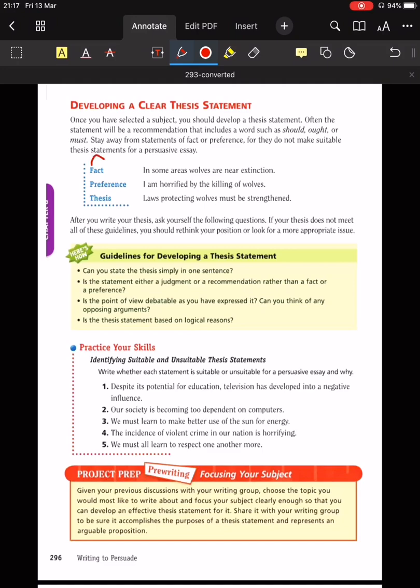The first aspect is, in fact, facts. Facts are too narrow. You can't quite just support them. In some areas, wolves are near extinction. Yeah, so what should we do? Should we just go to this area and help support them, maintain them? I don't know. But look at the second one.